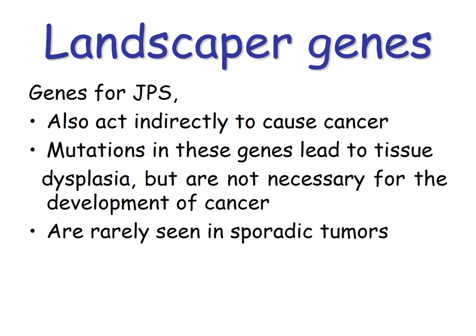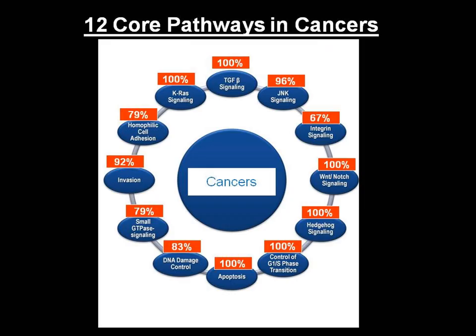Now landscaper, the gene for juvenile polyposis syndrome; these act indirectly to cause cancer. So mutations in these genes lead to tissue dysplasia, but are not necessary for development of cancer. So they just facilitate the cancer progression. So this means that there is nothing like one gene, one cancer, right? There are multiple genes involved, and out of the collection of so many genes, they may be playing a role at very different levels. And it also says that there are multiple pathways which are involved in cancer.